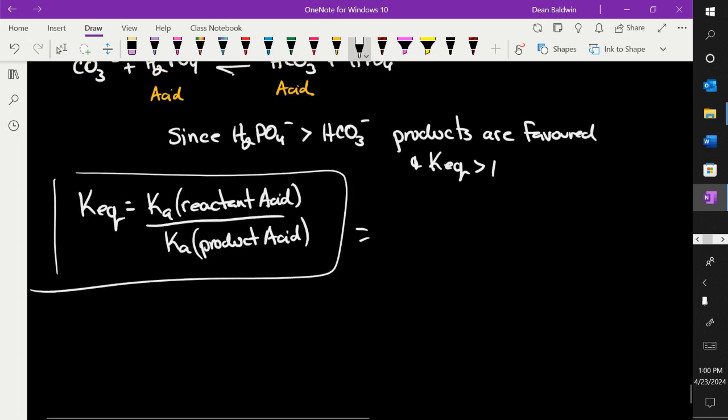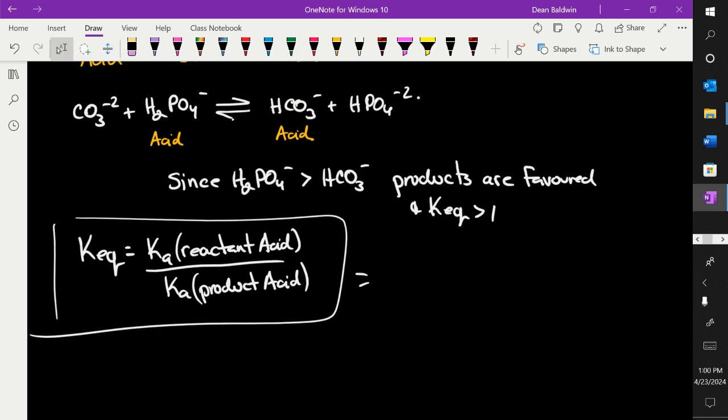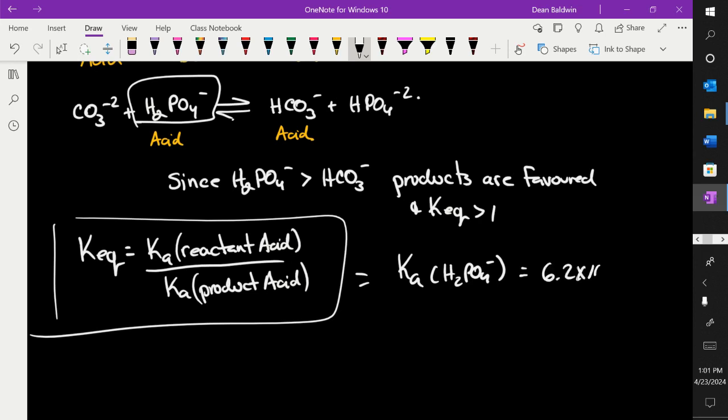So if we look at the one we just did, the reactant acid is that H2PO4, right? What's the Ka of H2PO4? So if I go Ka of H2PO4 minus, is going to be 6.2 times 10 to the minus 8 divided by the Ka of the product acid. This is the product acid, HCO3 minus, which if you look on your table has a Ka of 5.6 times 10 to the minus 11.